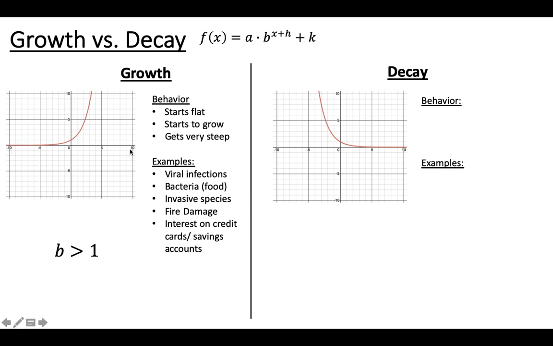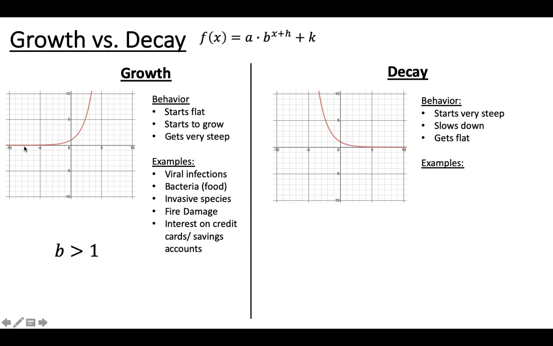Okay, so how is that different from decay? We just talked about the growth. Let's talk about the decay. So the behavior is kind of the opposite of the growth. It doesn't start out flat. It starts out very, very steep, right? It's falling very quickly. It's falling, falling, falling very fast. And then it starts to slow down, right? Here in the middle, we're slowing down a little bit. And then it gets flat at the end, right?